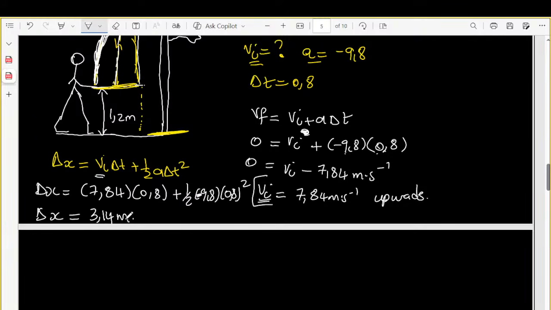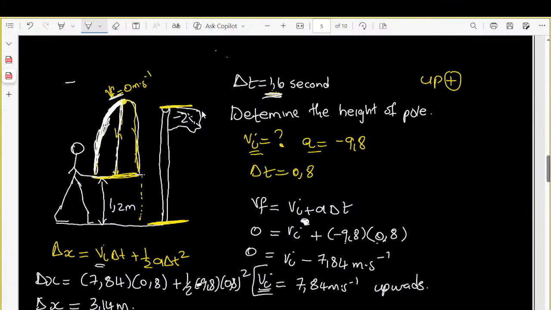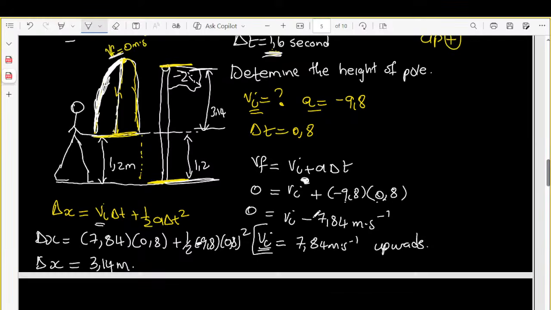Did you get 3.14? Yes. Okay, but now we are looking for the height of the flag. We know that from this point here, we already know that this is 1.2, and then we calculated this part, which is 3.14. So we need to add the two to find the height of the flag.